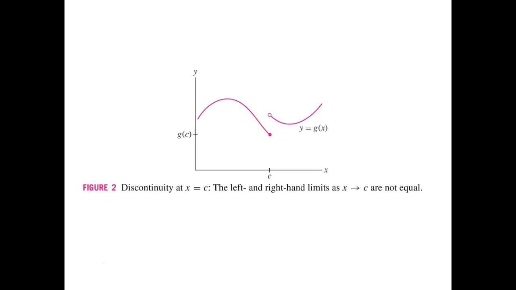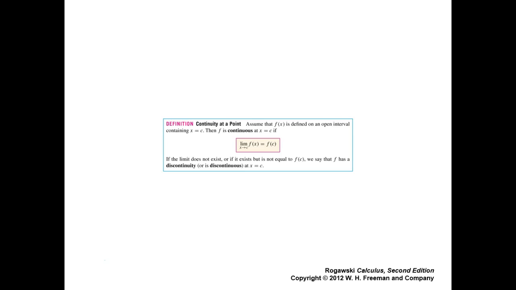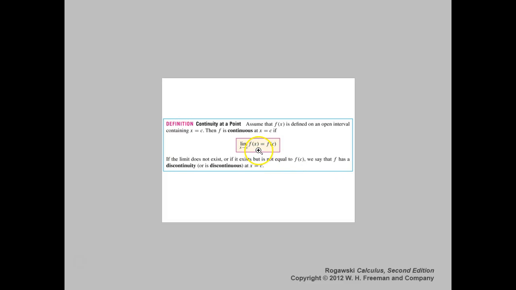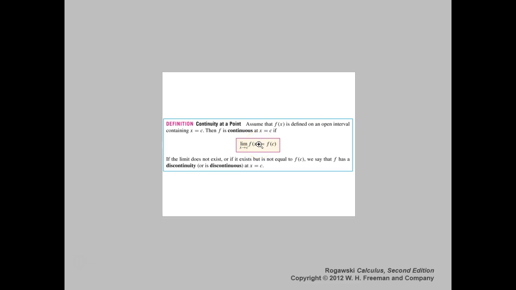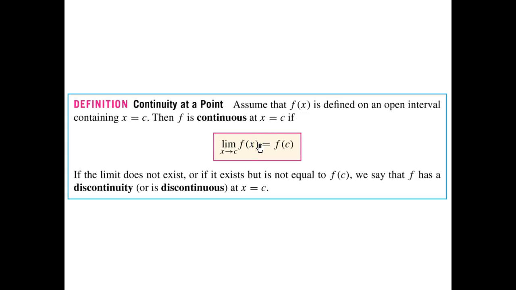Now, here's our definition for continuity at a point. Assume that f of x is defined on an open interval. What we mean by open interval is everything inside, not necessarily the endpoints. An open interval containing x equals c. So c is not an endpoint, it's inside that. So assume that f is defined on that open interval containing x equals c. All it says here is f of x is defined.